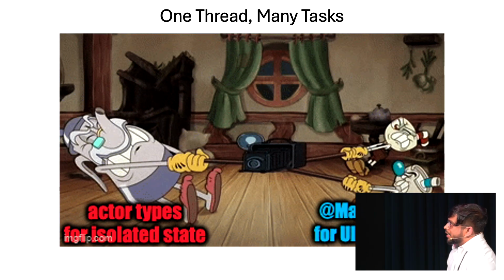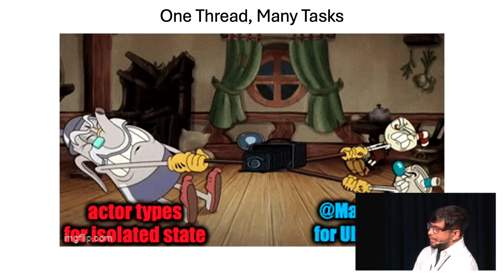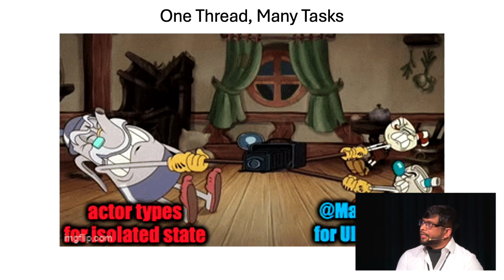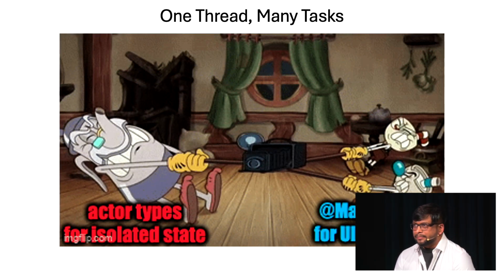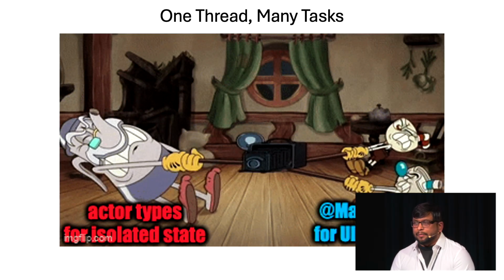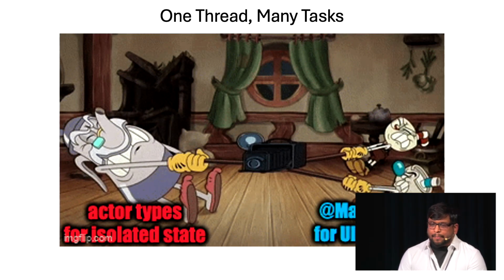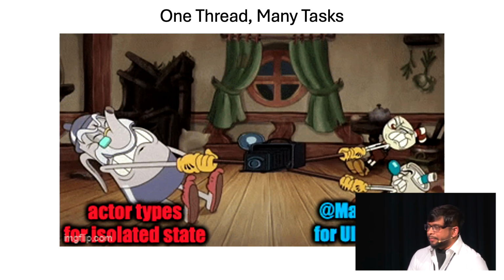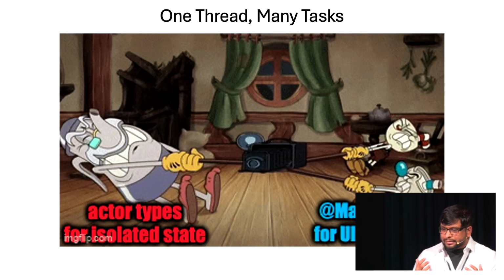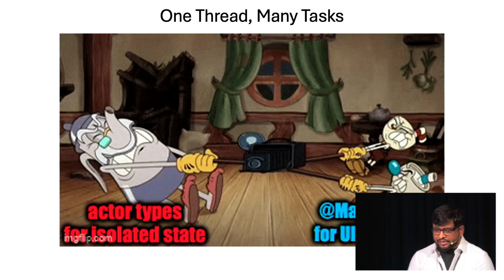Look at this image, everyone pulling on the same rope at the same time. This is exactly what happens when 100 tasks try to use the main actor simultaneously. They are competing for the same single-threaded resource. They are pulling on the same rope. The main actor can execute only one at a time. It's serialized. They queue up and wait, and our UI freezes.